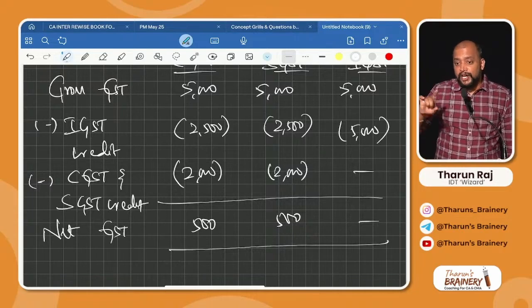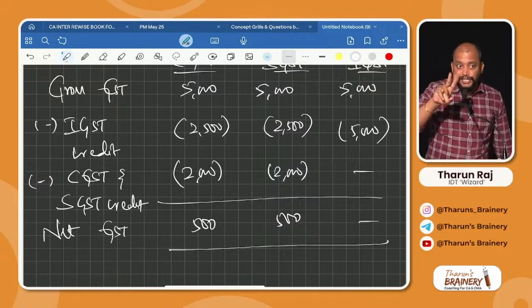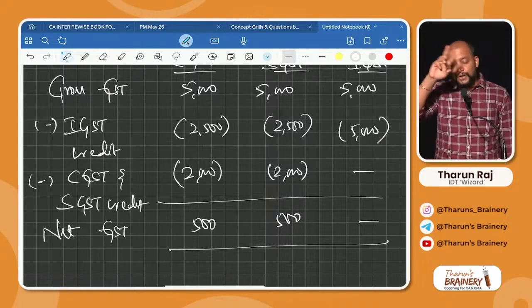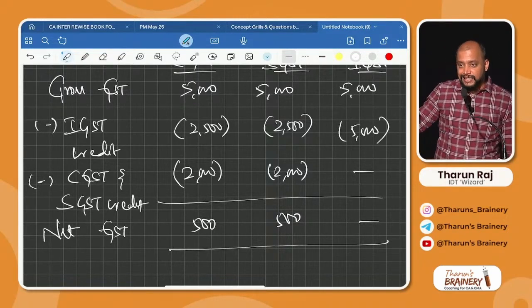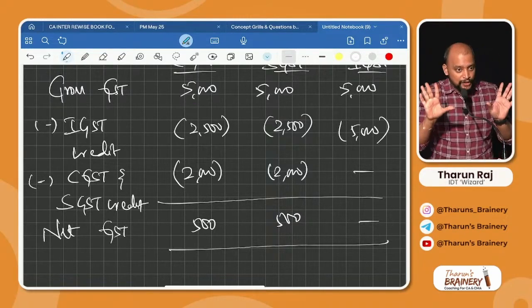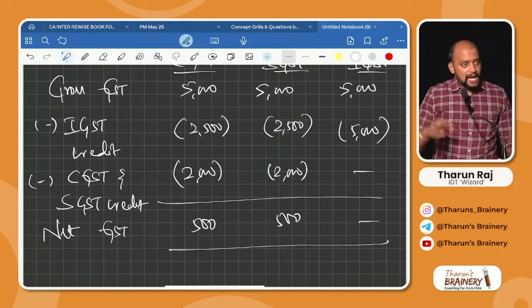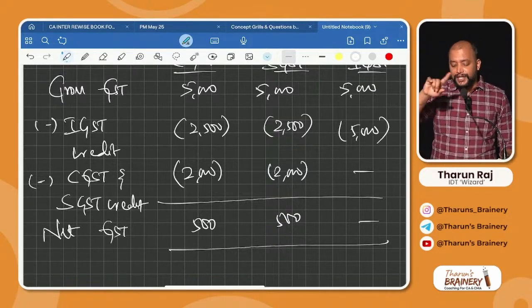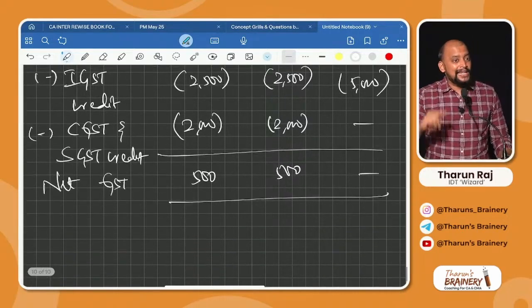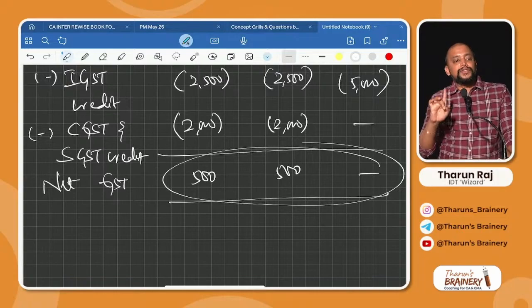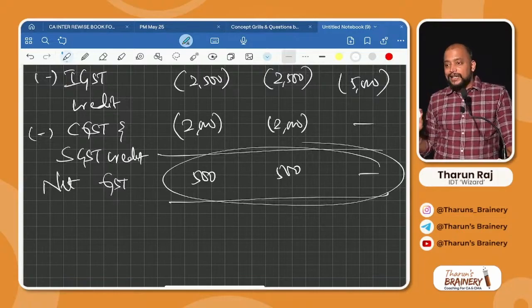There is a possibility of CGST 1,000, SGST 0, IGST 0. Or there is a possibility of CGST 0, SGST 1,000, IGST 0. Got it? Because the total will be 1,000. But any answer you will get marks, provided the total of the net liability should not be more than 1,000. The total of this should be 1,000. Then you will get the correct answer.